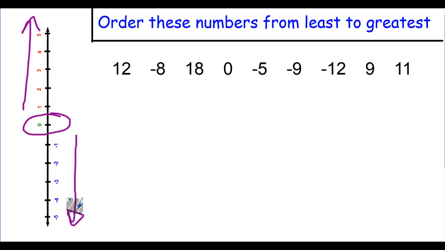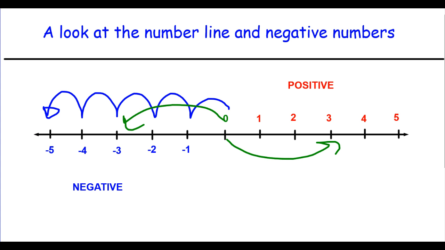So we have a bunch of positive numbers here that are easy to order. We have the 9, the 11, the 12, and the 18. And we also have 0. The difficult part of this potentially is negative numbers.